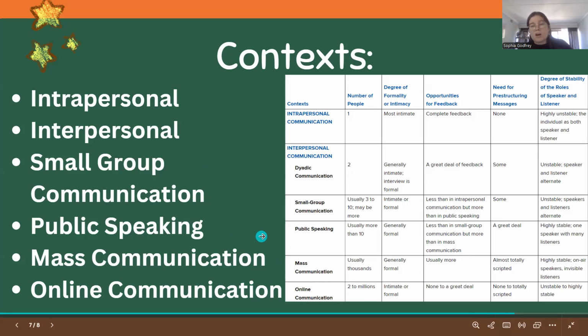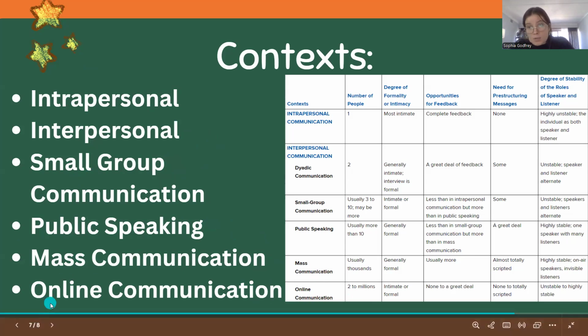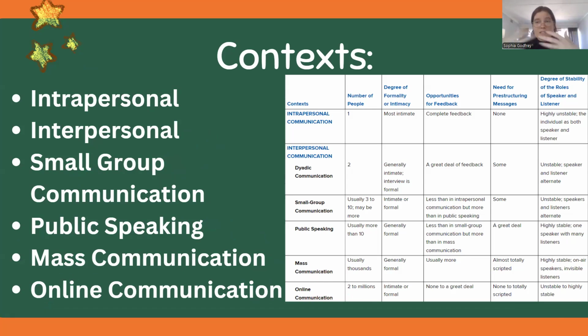And throughout our class, we're going to be hitting on these, right? You're going to literally have a group project. You're going to have a public speaking assignment where you'll be doing a speech and sending it to me. We'll be talking a lot about interpersonal things, and the mass communication and online communication kind of come with our discussion post and looking for those artifacts and analyzing pop culture.